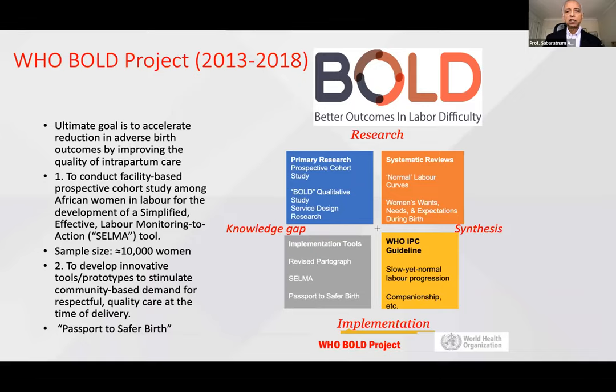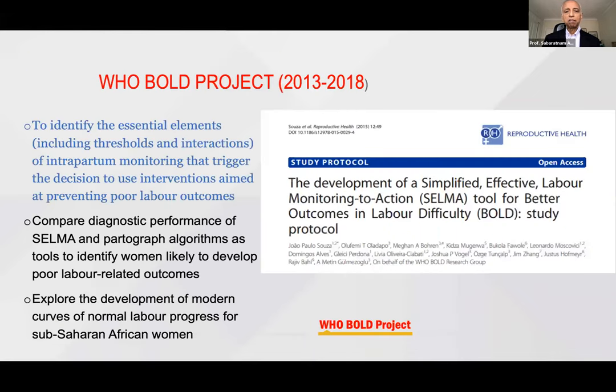So that was the primary research. The second they did was to do systematic reviews, take all the studies available in the literature and see what they say. In addition to cervical dilatation, they also wanted to find out what the woman wants, her needs, expectations, etc. Then they wanted to find the knowledge gap. What are we using? Can we revise the Partograph? And can we use some self-implementable tools? And then finally, they wanted to do all the synthesis of what is available and make it into an implementation, which they call Passport to Safer Birth.